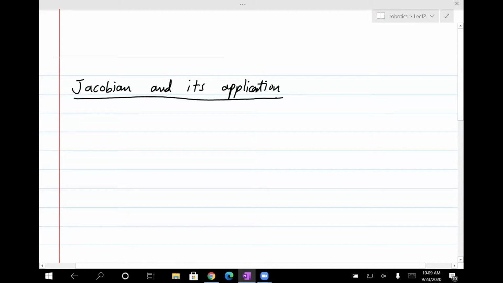Jacobian is actually a name. It's by a famous scientist. I think he was a mathematician, Jacobi, and he has many things named under his name. So what's the Jacobian? Well, I'll define it first. So the Jacobian is denoted by J.